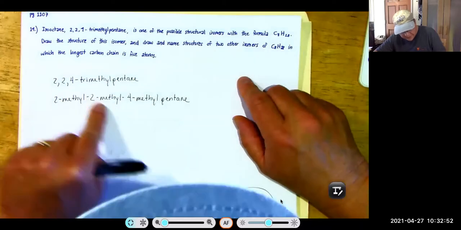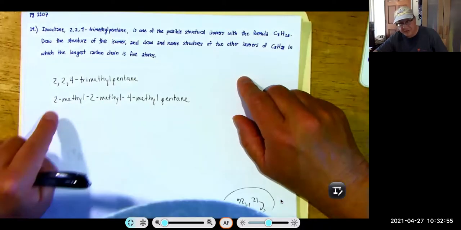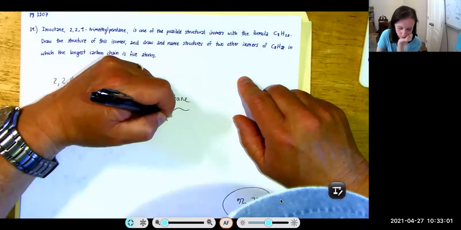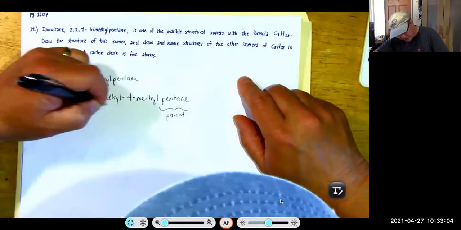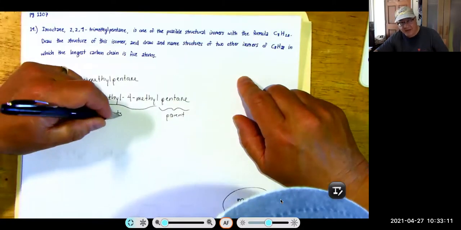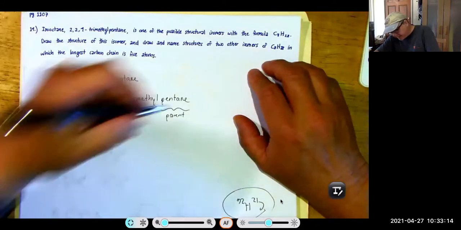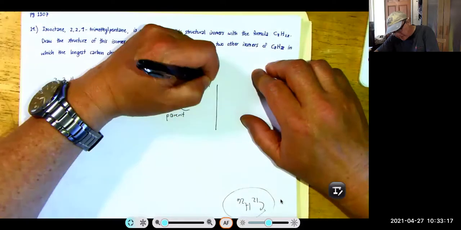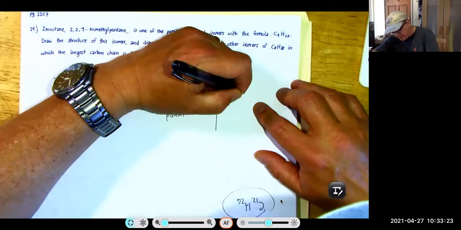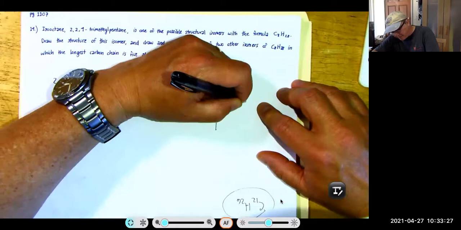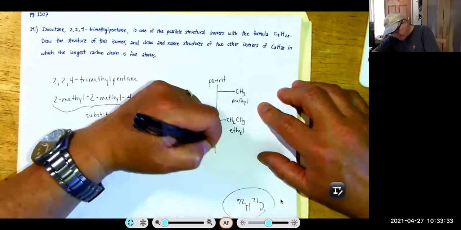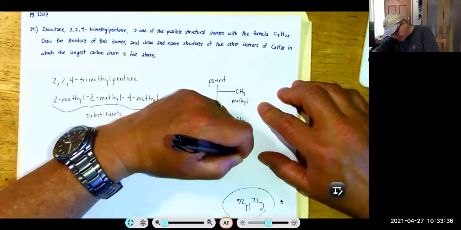We combine the 3 methyls together and say trimethyl, and we keep the numbers. This last part is what we call the parent, and this first part, these are called substituents. Substituents are attached to the parent. Here are the substituents you need to know. If you have a CH3, it's a methyl. If you have a CH2CH3, it's an ethyl. If you have a CH2CH2CH3, it's a propyl.